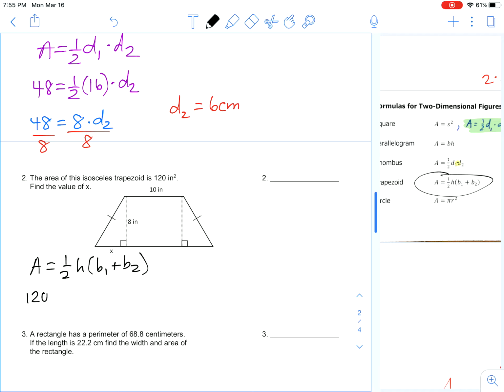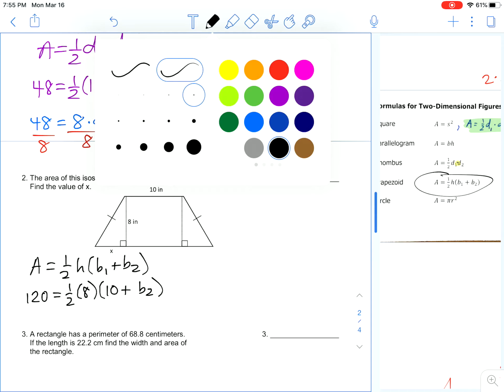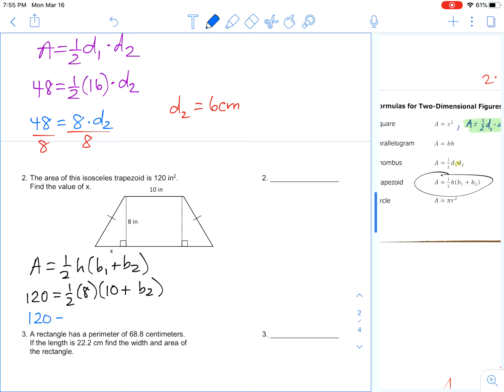They tell me the area is 120. I can see that the height is 8 and that one of my bases is 10. So when I simplify that, I get 120 equals 4, right? 1/2 times 8 times (10 plus b2). And then I think it's easiest if I divide by 4. That gives me 30 equals 10 plus base 2, and base 2 is 20. So we'll say 20 inches there.